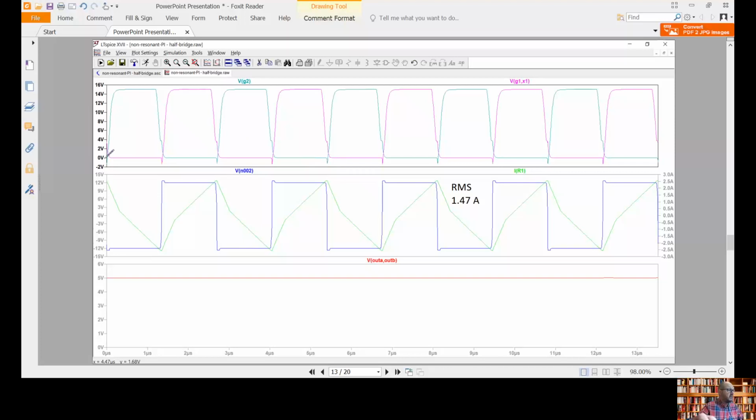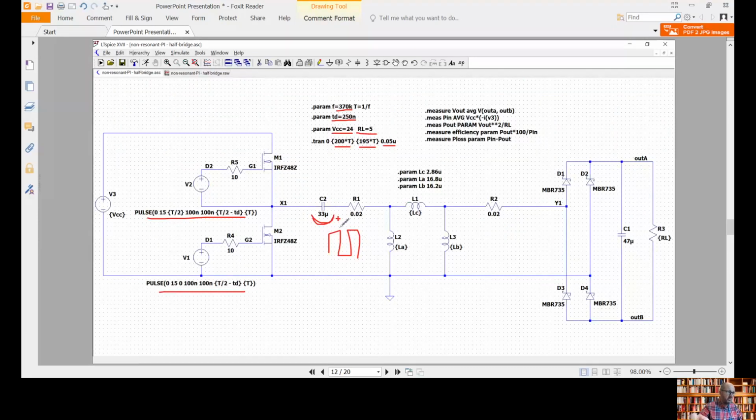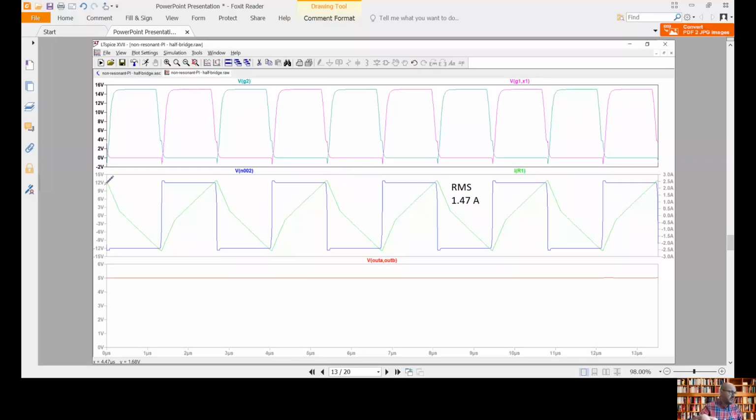So we can see here the waveforms of the gates, the gate in one of the transistors and in the other transistor, at the top and at the bottom. We can see that we have some dead times and the waveforms are quite good. We have also here the square waveform, the voltage that we are applying at the input of our IPT system. This is this square waveform after capacitor C2. It's a maximum of 12 volts, a minimum of minus 12 volts.